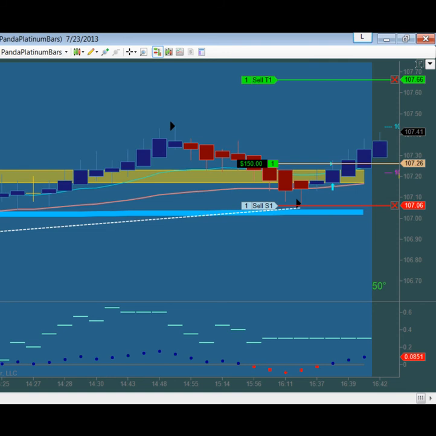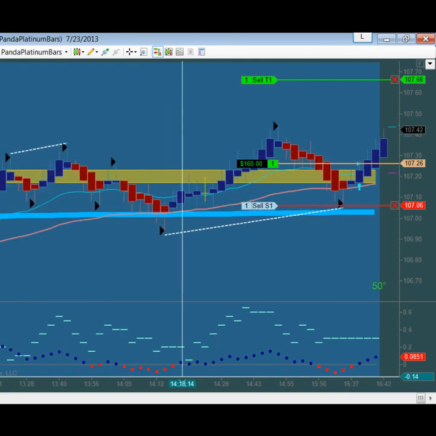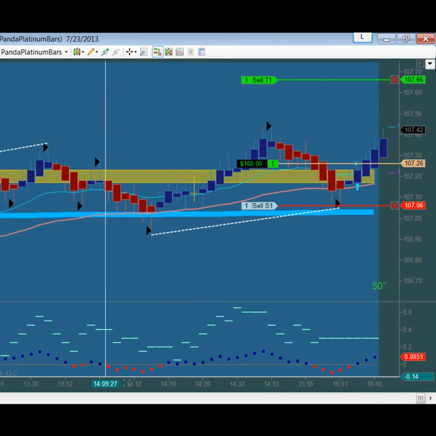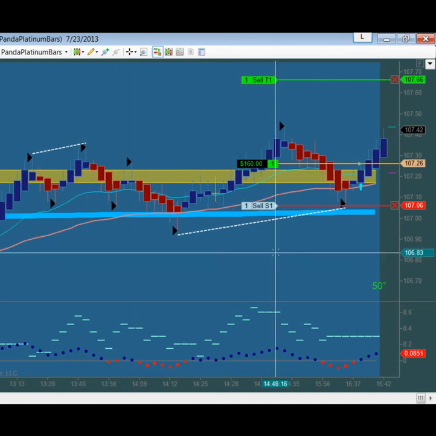That'll be adjusted as the trade goes in our favor. After it gets to 20 ticks, we'll move up the stop here. It's in the ATM strategy, and when it gets to 30 ticks, we'll lock in some profits. So this is just showing you what's going on in the Panda Platinum Divergence system.